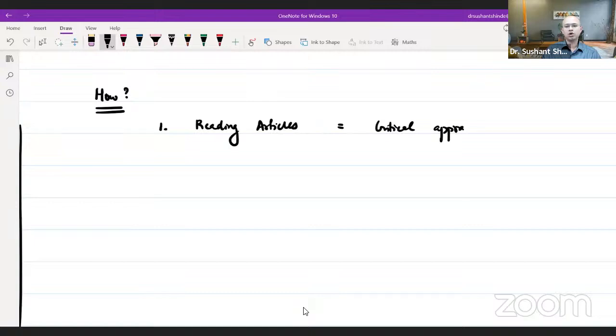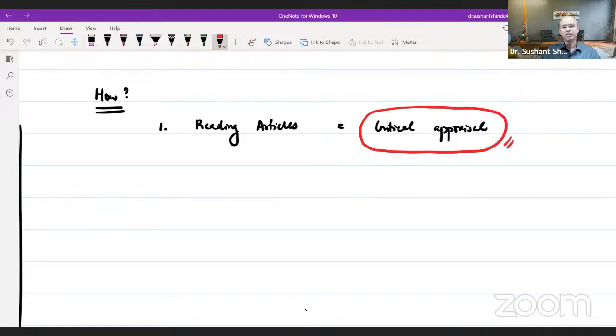Critical appraisal of existing research is a very underutilized tool, especially within medical circles in India. There are, of course, changes happening, but I feel at least at the medical student level, this is something that you should be watching out for. What would we do when we start talking about reading articles?